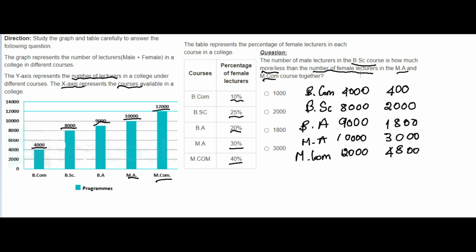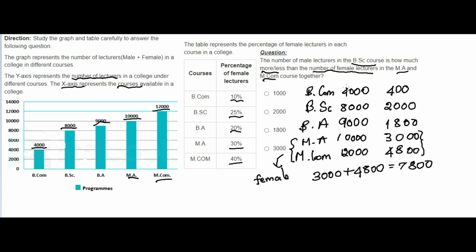And what does the question mean? We have to take the female lecturers of both MA as well as MCom. Who are the female lecturers of MA and MCom? 3,000 from MA and 4,800 from MCom. You take 3,000 and add, because combined we have to take the total count of lady staff from MA and MCom. 4,800, how many is that? You get 7,800.